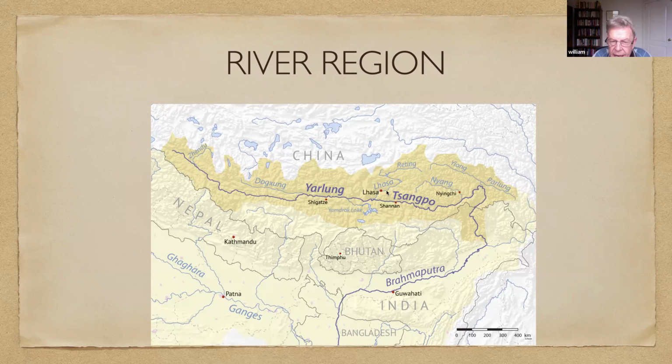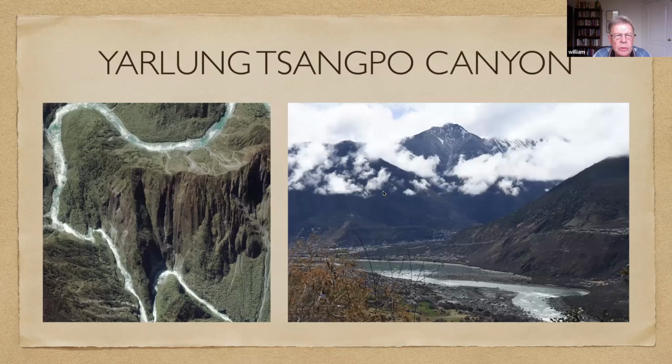It is characterized by numerous fertile mountain valleys, which include the Yarlung-Zhongpo Canyon, formed by a horseshoe bend in the river. You can see this picture of it taken from above. It's the deepest and possibly longest canyon in the world.